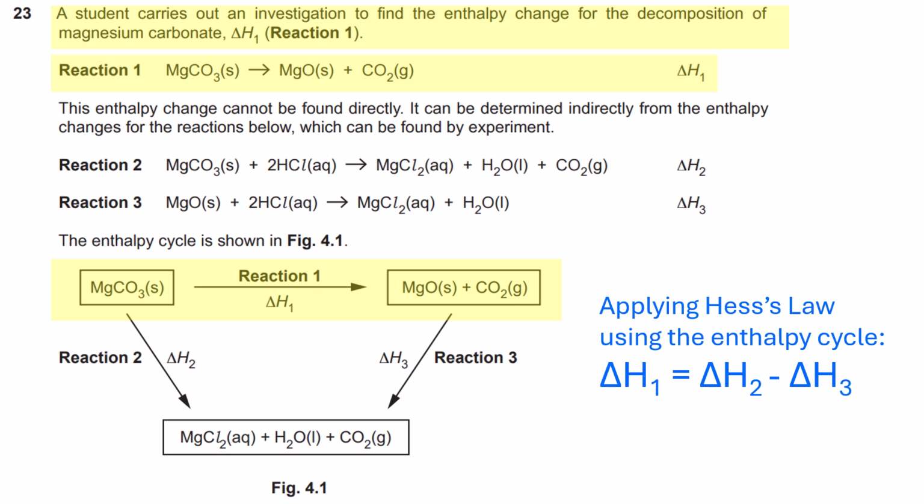So the idea would be that you're going to work your way around from here to here. And in doing so, you'll come up with an expression where delta H1, which is the unknown we're trying to work out, is delta H2 moving in the same direction as the enthalpy arrow for reaction 2, minus delta H3 moving in the opposite direction as the enthalpy arrow for delta H3.